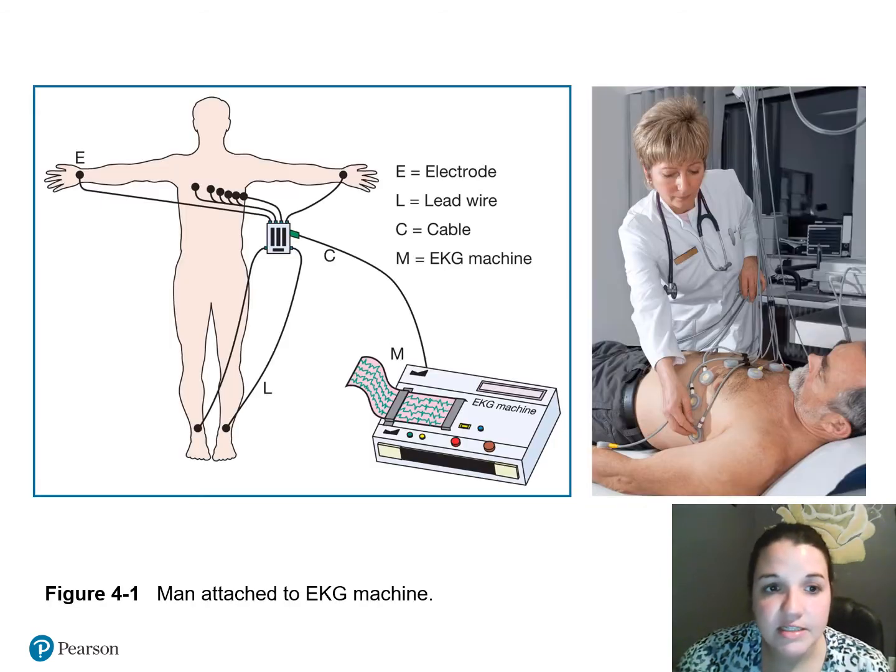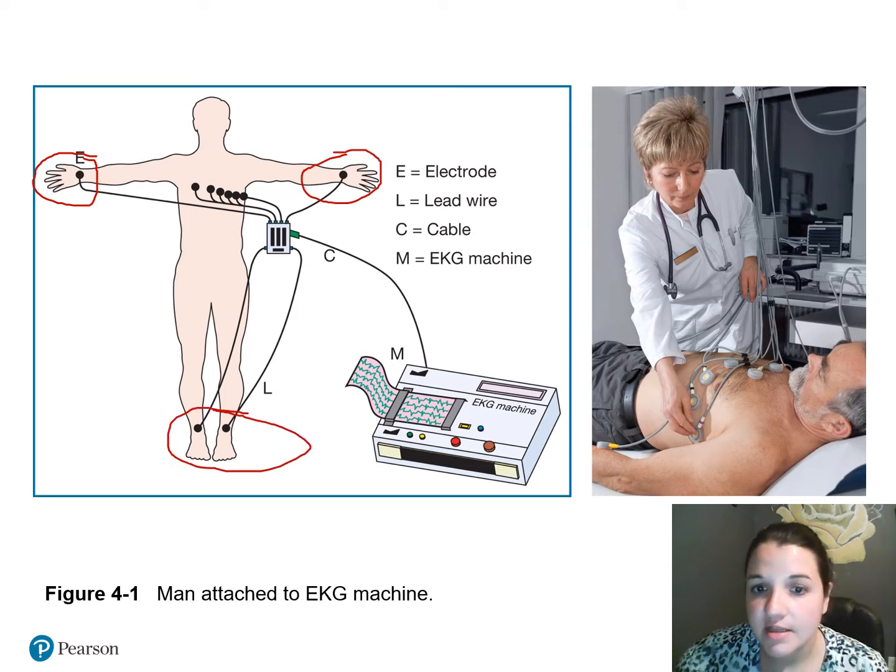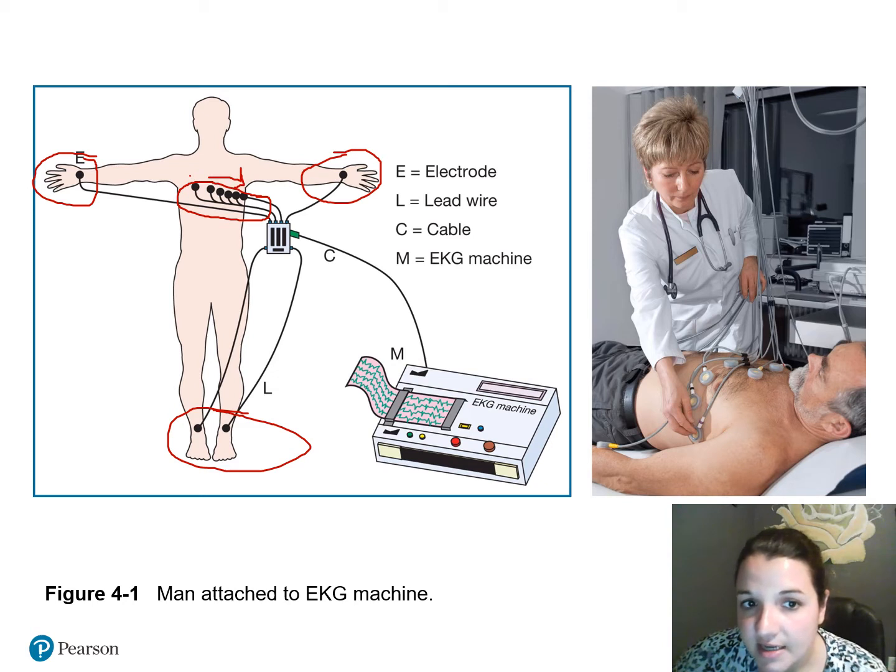Your limb leads are your wrists, not your hands, and your ankles. These are your limb leads. This is your bipolar and augmented leads. And then remember, we talked about your chest leads, which was V1 through V6. And remember, V1 is on the right side, V2 through V6 is on the left side, and V1 and V2 are on your fourth intercostal space, whereas V5 through V6 is on your fifth intercostal space.